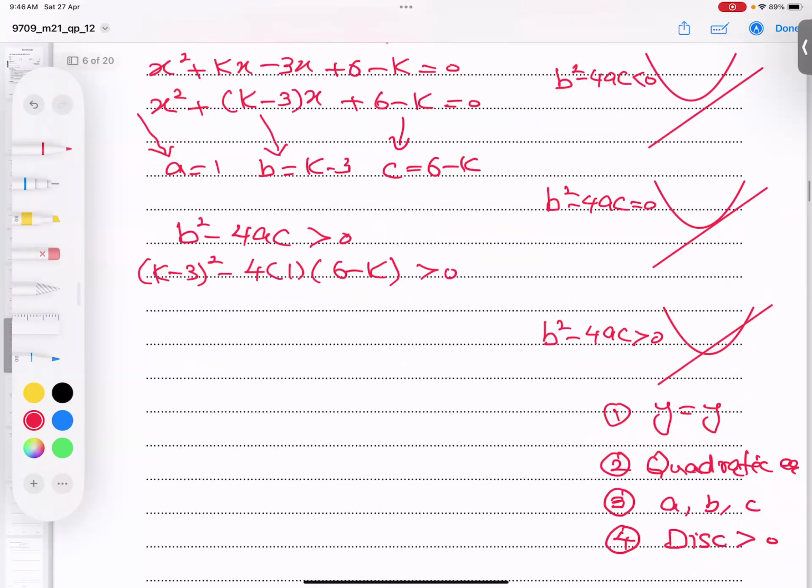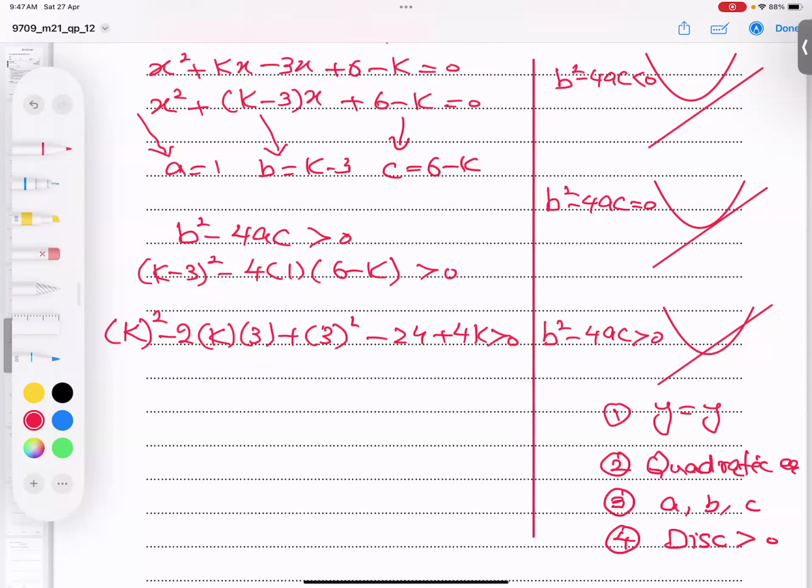Now I will expand the power 2. What is the way of expanding? First term squared, negative 2 into first term, second term. Please make sure this negative will come here only. Some students try to include the negative 3. Not wrong, but chance of mistake is there. k comes here and 3. Don't write minus 3 now. And there's a negative 4 multiplied inside. I got negative 24 and plus 4k. Now, students, I got k squared negative 6k plus 9 minus 24 plus 4k bigger than 0.